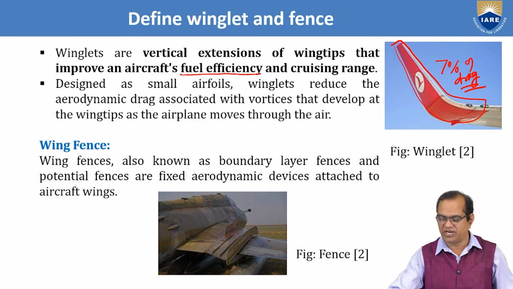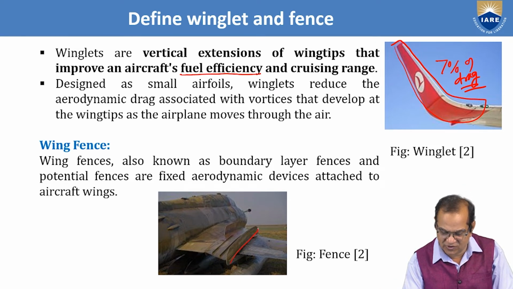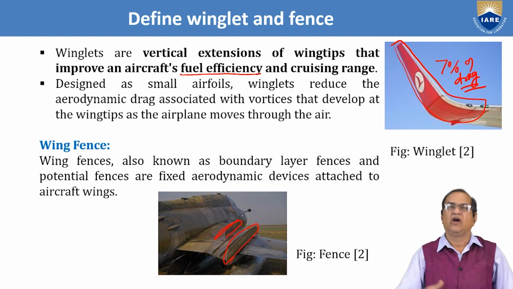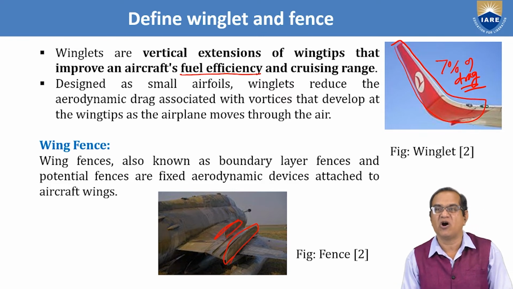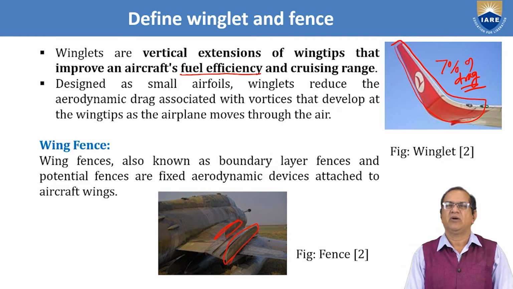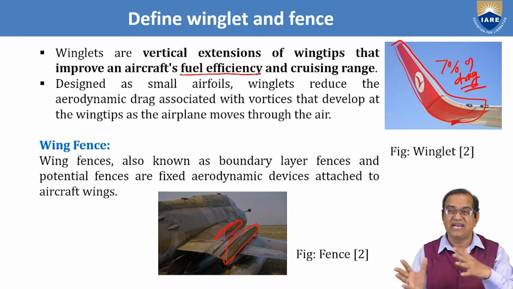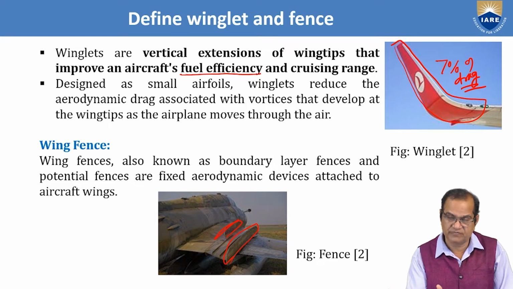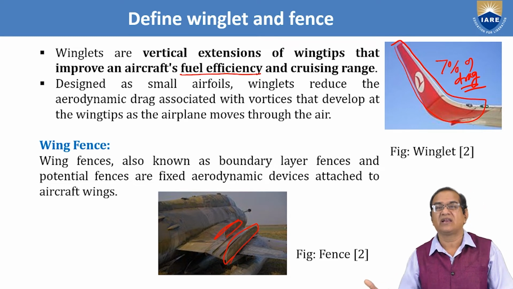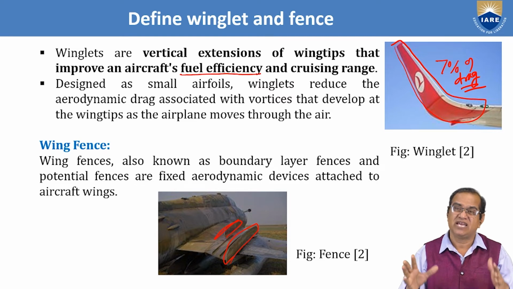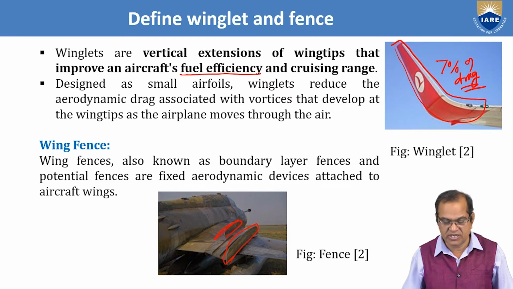Next, very important, is the fence. Here you can see one old aircraft. These fences are used on the wing. Wing fences, also known as boundary layer fences or potential fences, are fixed aerodynamic devices attached to the aircraft wing. They are also used so that the interference of the fuselage does not go to the remaining wing, so that a smooth flow occurs on the wing.